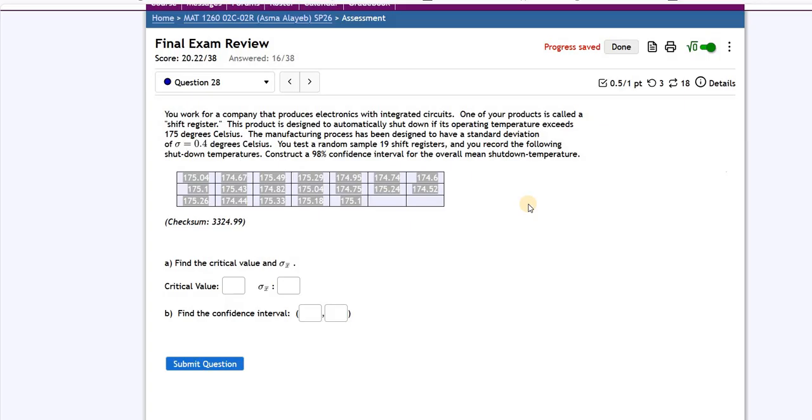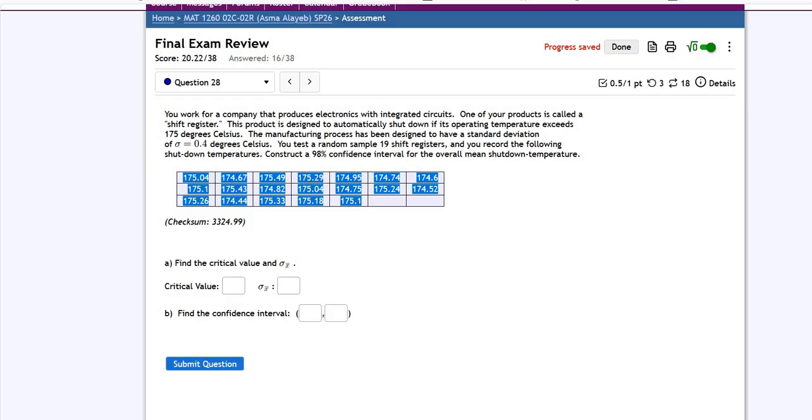You test a random sample of 19 shift registers and you record the following shutdown temperatures. Construct a 98% confidence interval for the overall mean shutdown temperature. So the first step here, I need to compute the sample mean in order to be able to compute the confidence interval and everything else.